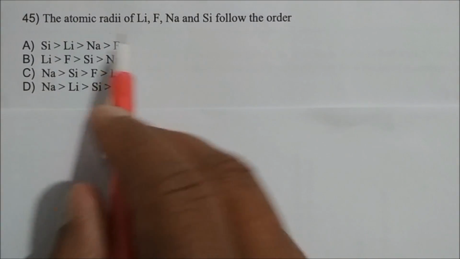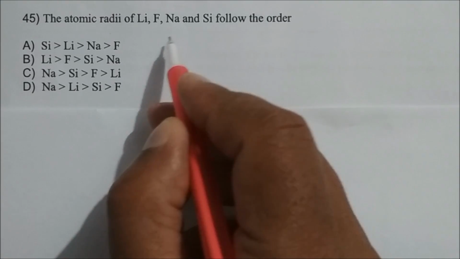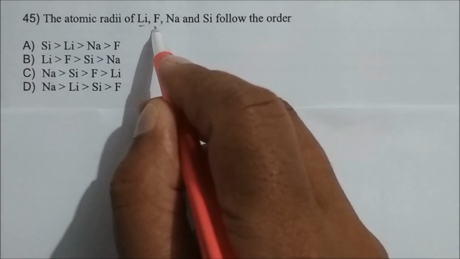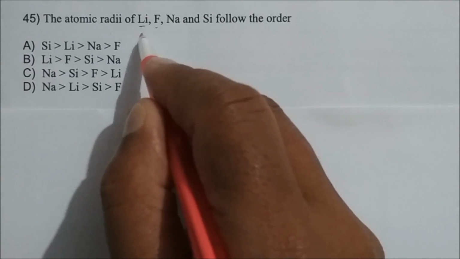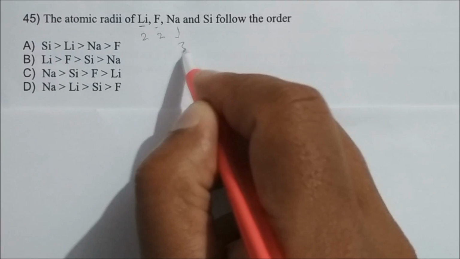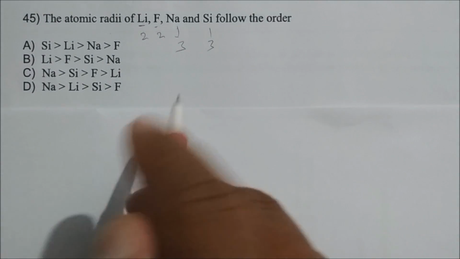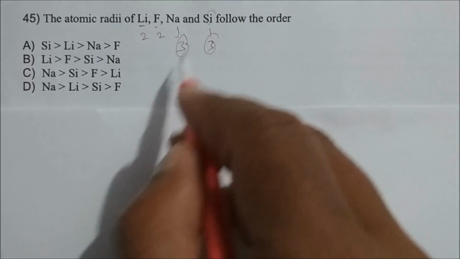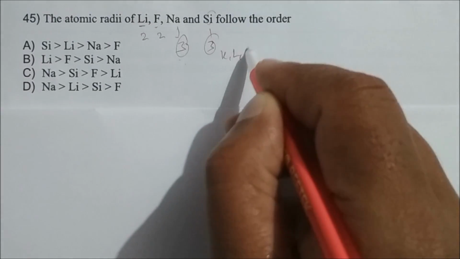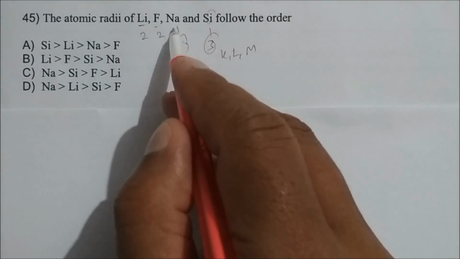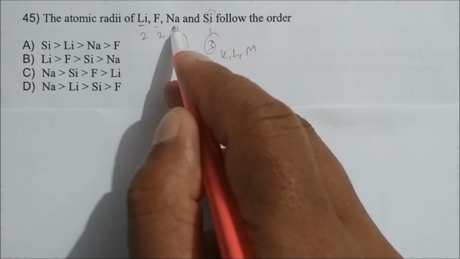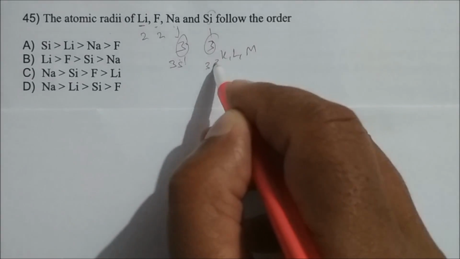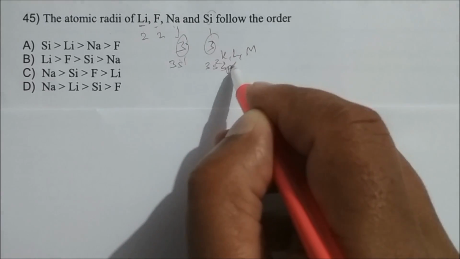So which is the greatest? As per some theory, lithium is small, and fluorine is in the same category. It has 2 shells, again it has 2 shells, while sodium has 3 shells and silicon 3 shells. The energy shell of sodium is 3 and the energy shell of silicon is 3. So 3 means we have K, L and M. Sodium has only 1 electron in the outer shell, 11 electrons in total, so it will be 3s1. For silicon it will be 3s2 3p2.